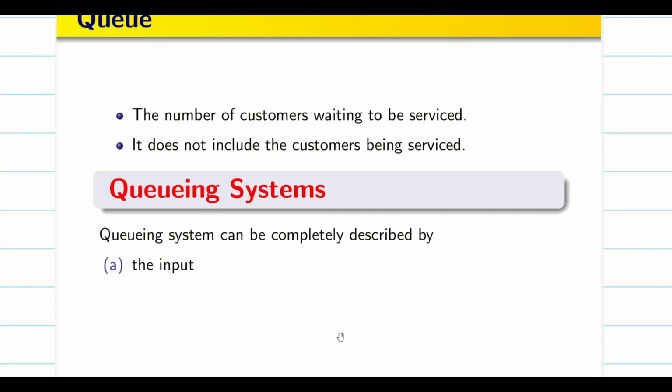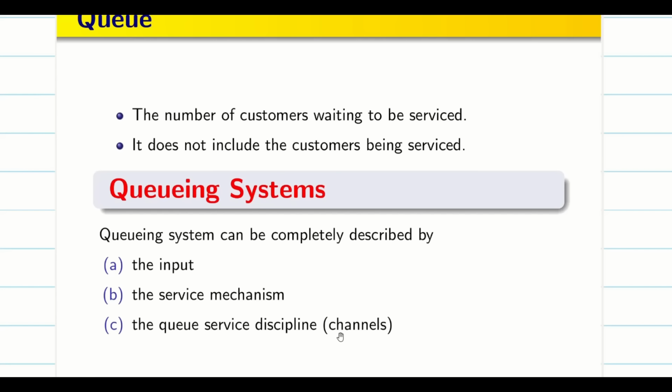Input: how many customers are coming inside to get service. Then the service mechanism: what mechanism we are going to use to service the customers. Then the queuing service discipline, and how many channels you are going to use to service the customers. Finally, the behavior of the customer. We can see different kinds of customer behaviors one by one in the forthcoming sections.